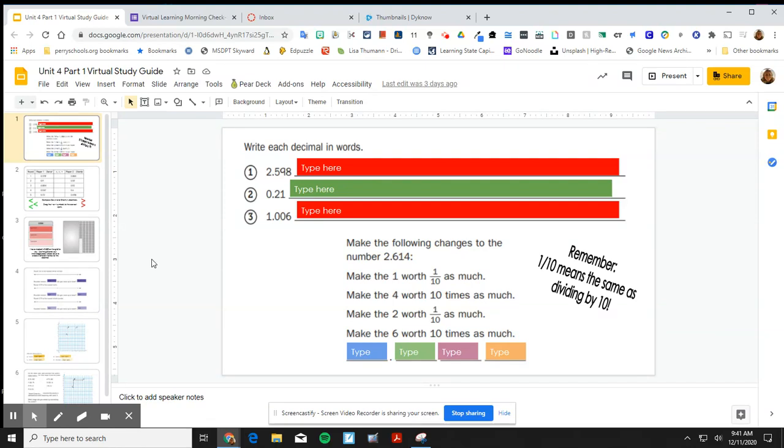Hey guys, we are ready to review for this first part of Unit 4. We have been working on decimals, decimal place value, and coordinate grids. So let's start off by looking at this first slide.